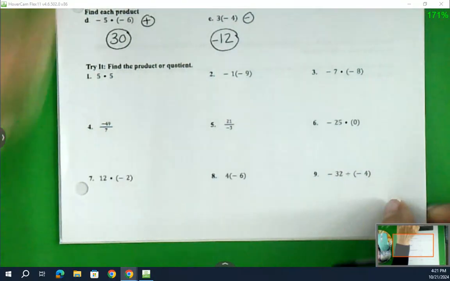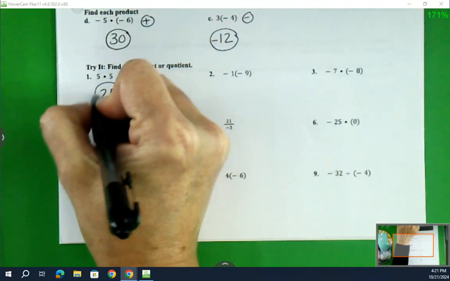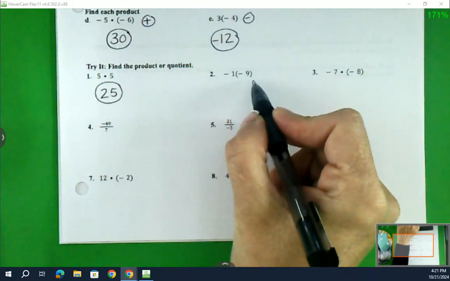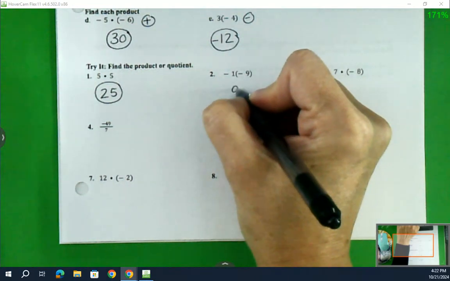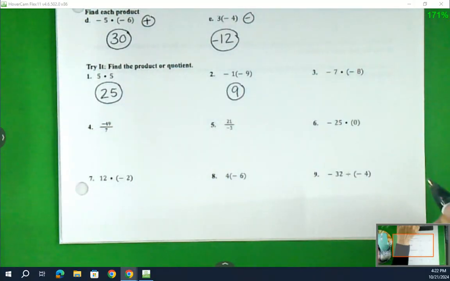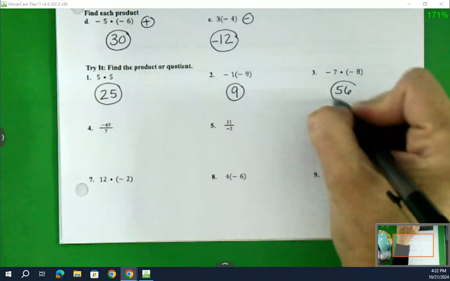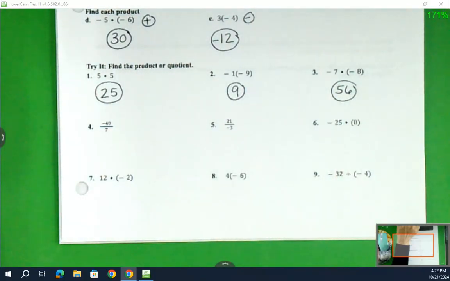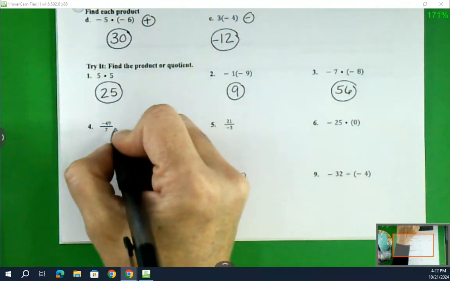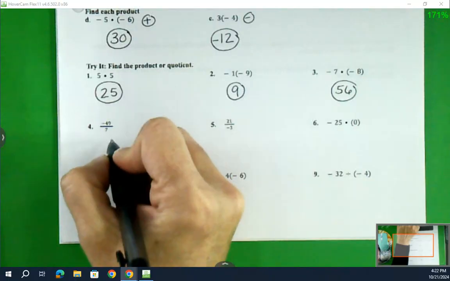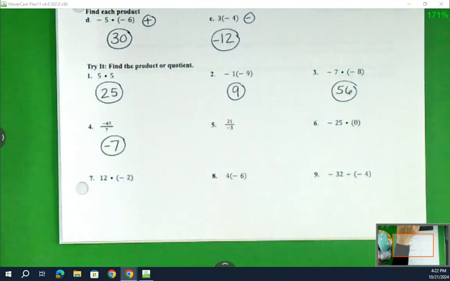Okay, welcome back. Number 1, we have the same sign. 5 times 5 is 25. Number 2, we have same sign, so we have a positive answer. Negative 1 times negative 9 is positive 9. For number 3, we have the same sign again. 7 times 8 is 56, so positive 56. Number 4, we have a division problem. We have different signs, means our answer is negative. 7 goes into 49 7 times, so our answer is negative 7.